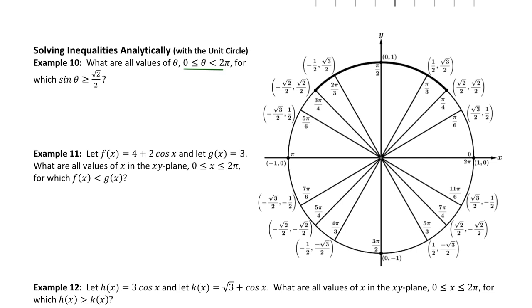So sine of theta greater than or equal to square root of 2 over 2. Right now, and I put this unit circle here for a reason, I want you to take your pink highlighter and I want you to highlight the two places on this unit circle where sine is equal to positive square root 2 over 2. I want you to highlight those two coordinates.